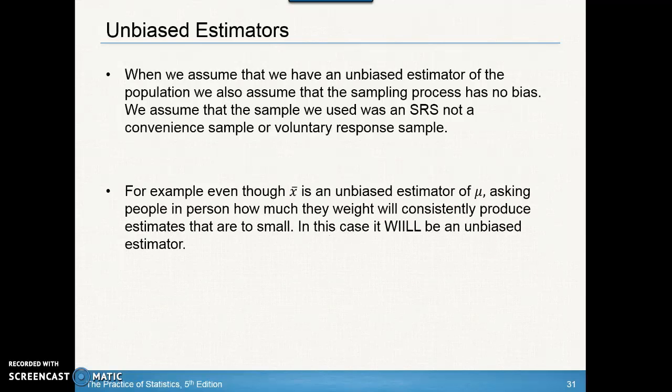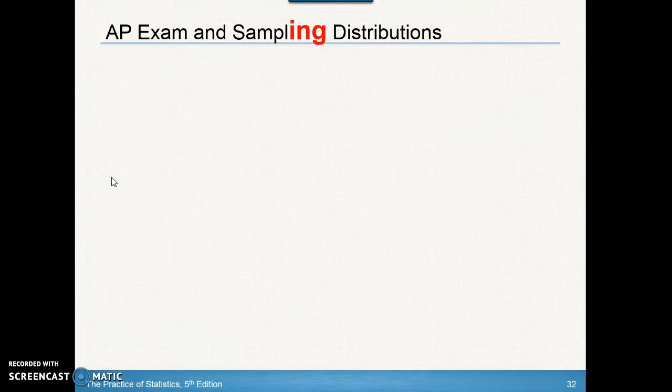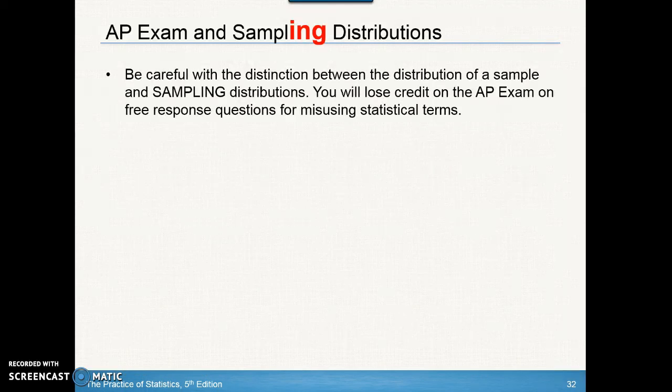For example, even though x bar is an unbiased estimator of mu, even though the sample mean is an unbiased estimator of the population mean, asking people in person how much they weigh will probably consistently produce estimates that are too small. So in this case, this should actually say bias. This is going to be a biased estimator because it's going to produce estimates that are too small.